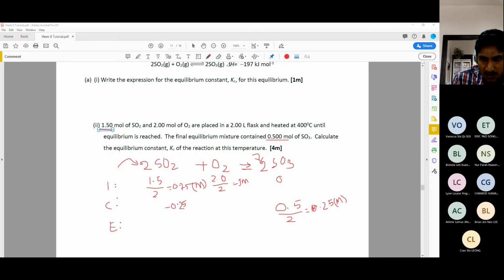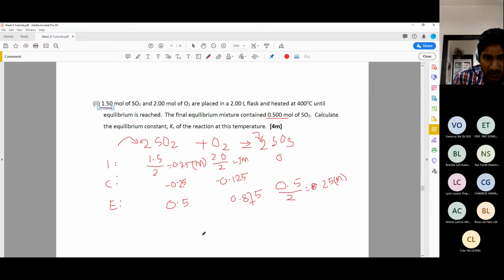And since it is a 1:2 reaction for oxygen, it will be half of that 0.25, that will be negative 0.125. So this is the rest. The rest will be 0.5 here. This will be 0.75 here. No, 0.875, sorry. Now we got all the concentrations.